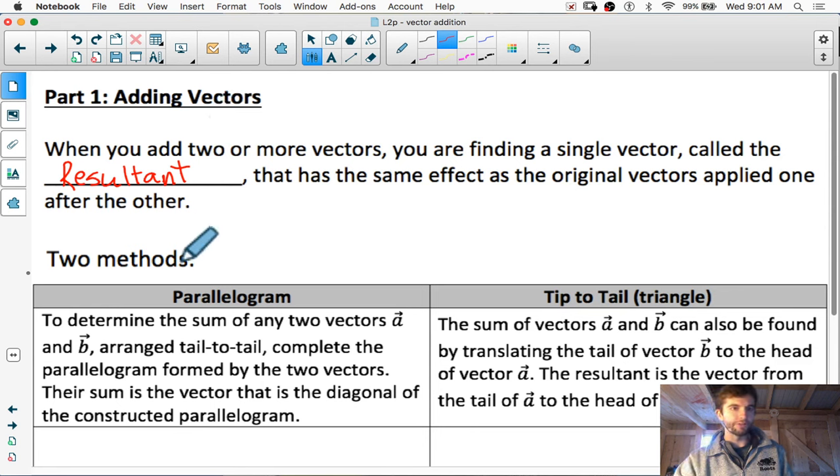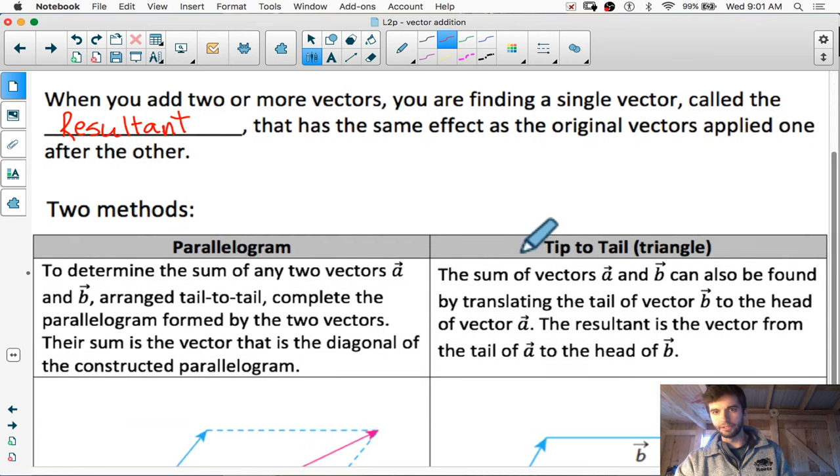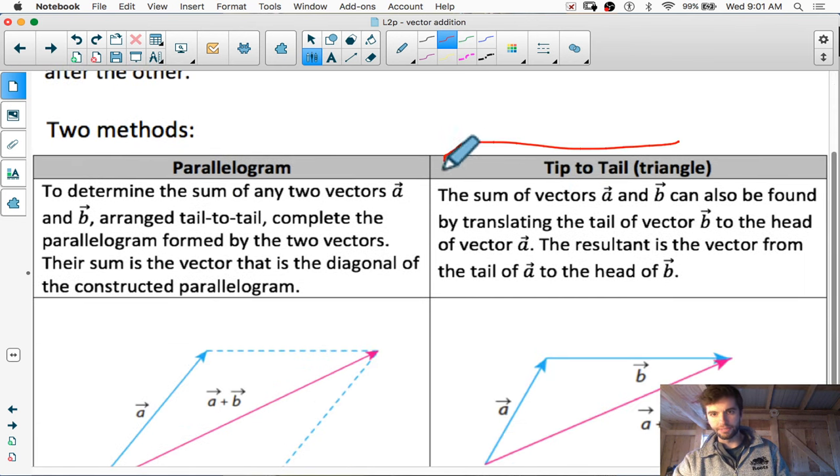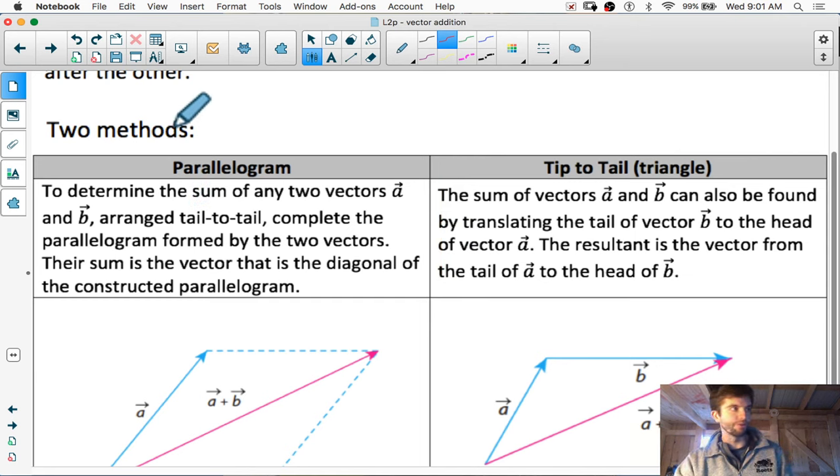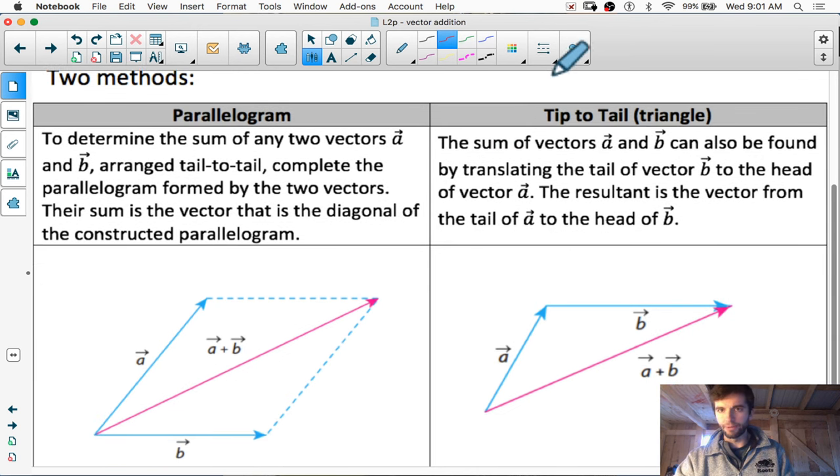And there's two ways that we can add vectors to get a resultant vector. I'm going to focus on this method here, the tip to tail method. There's another method which does essentially the same thing called the parallelogram method. But I'm going to focus on tip to tail method because that's the method that I'm going to be using anytime I add vectors.